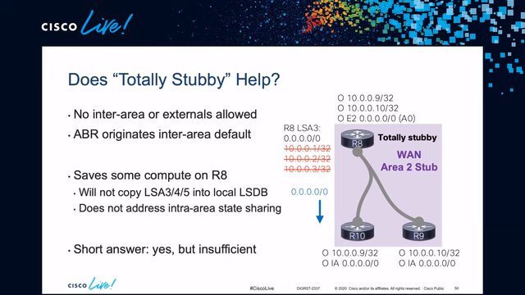The problem in our network, though, is that all the spokes, which number into the thousands, are going to share state with one another over the WAN. If you look at the diagram, R9 and R10 are still going to have routes for one another across this WAN, along with the inter-area default route that came from R8. Long story short, it is helpful and we are going to use it as part of our final solution, but by itself it is not sufficient to meet the specific constraints that we have.